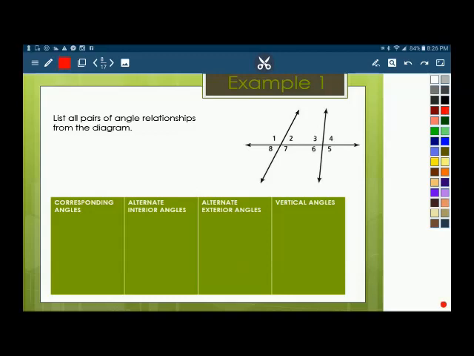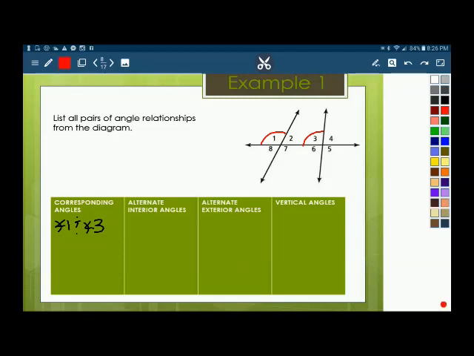Okay, so first off, corresponding, as we said, was in the same quadrant from one intersection point to the other. So if I start my eyes at angle 1, I'm going to mentally tell myself, okay, on that intersection point, angle 1 is in the upper left-hand corner. So I jump my eyes over to the other intersection, and the angle that is in the upper left-hand corner is angle 3. So I'm going to list angle 1 and angle 3 as being corresponding angles.